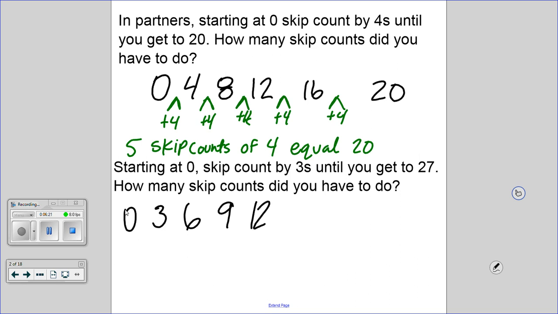What's my next number, Aiden Washington? 15. Very good. What's my next number, Emily? 18. Very good. Santiago, what's my next number? 21. Very good. What's my next number, Colin? 24. Very good. What's my last number, Sabrina? 27. Now go back and count how many skip counts, the spaces in between, that you have.